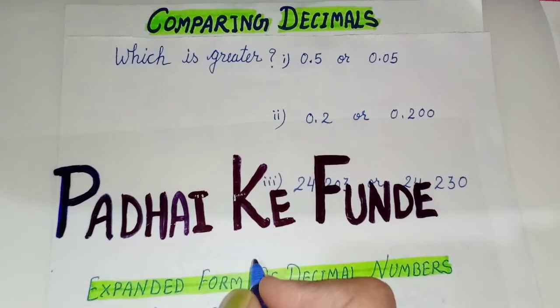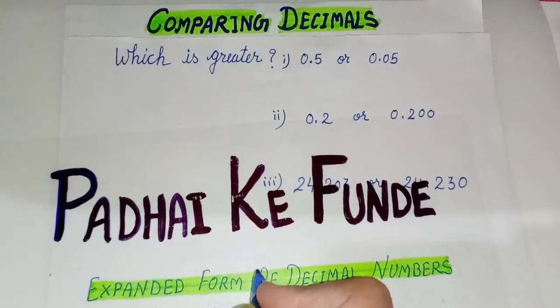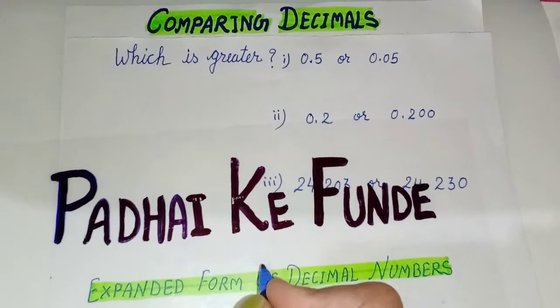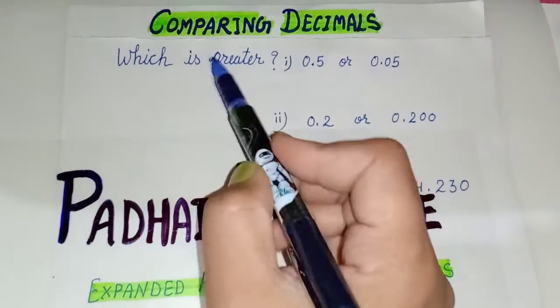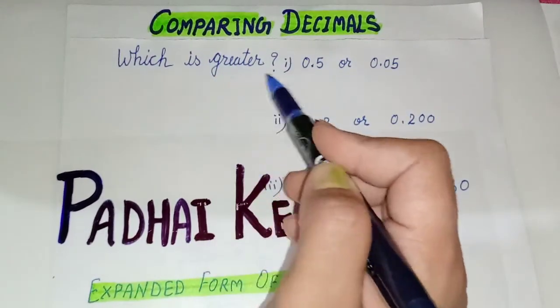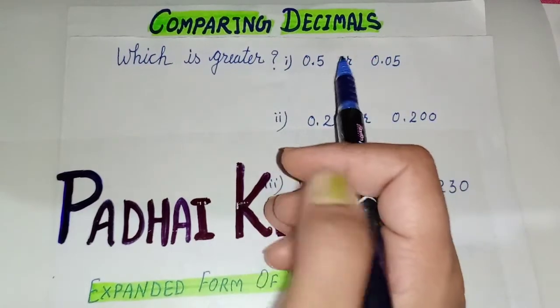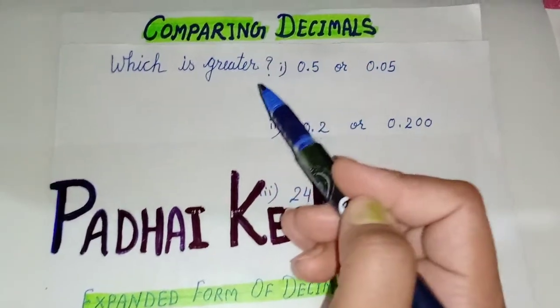Here we are going to study the process to compare decimal numbers and also to expand decimal numbers, that means to write them in expanded form. We have already done this whole process with simple numbers, and here we are going to do it with decimal numbers. First of all, let us start with the comparison. In case of decimal numbers, whenever we are asked which one is greater or which one is smaller, how do we compare the decimal numbers? Let us see here.